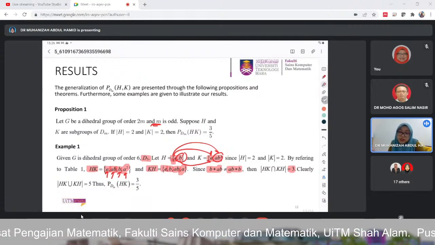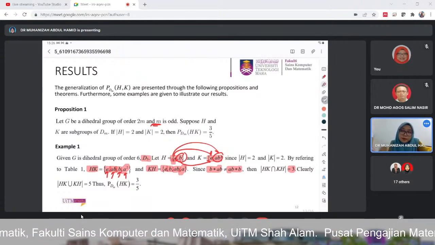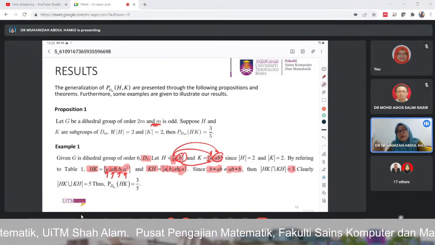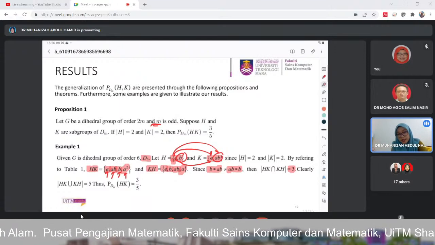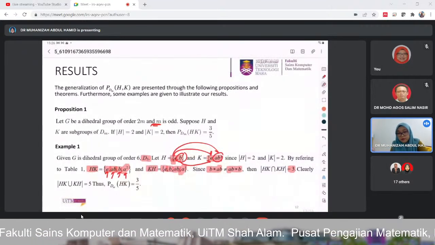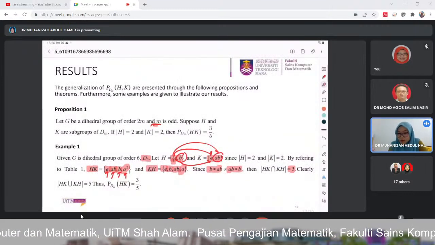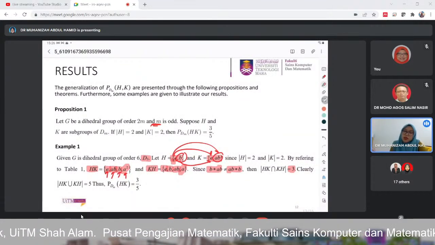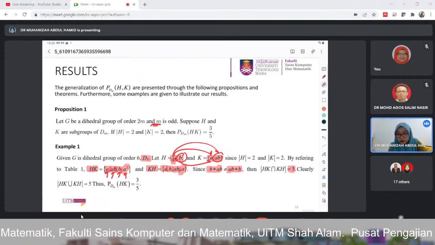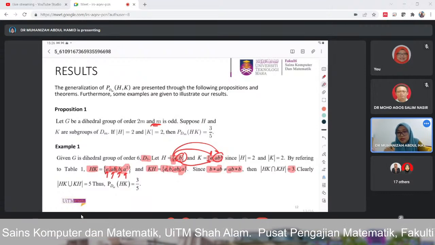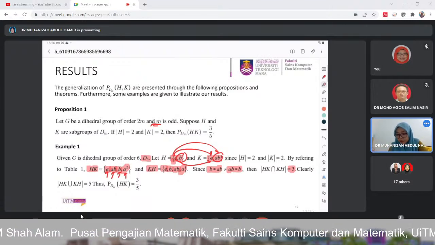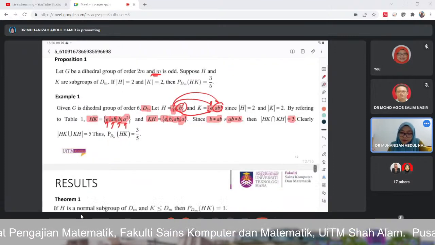So for the probability, you just apply the formula: the order of the intersection between HK and KH divided by the order of their union, which is 5. So we obtain this probability, 3/5. As I mentioned just now, this is applicable for the case where M is odd and the order of the subgroups H and K is 2. Then the probability is 3/5. Okay, next.